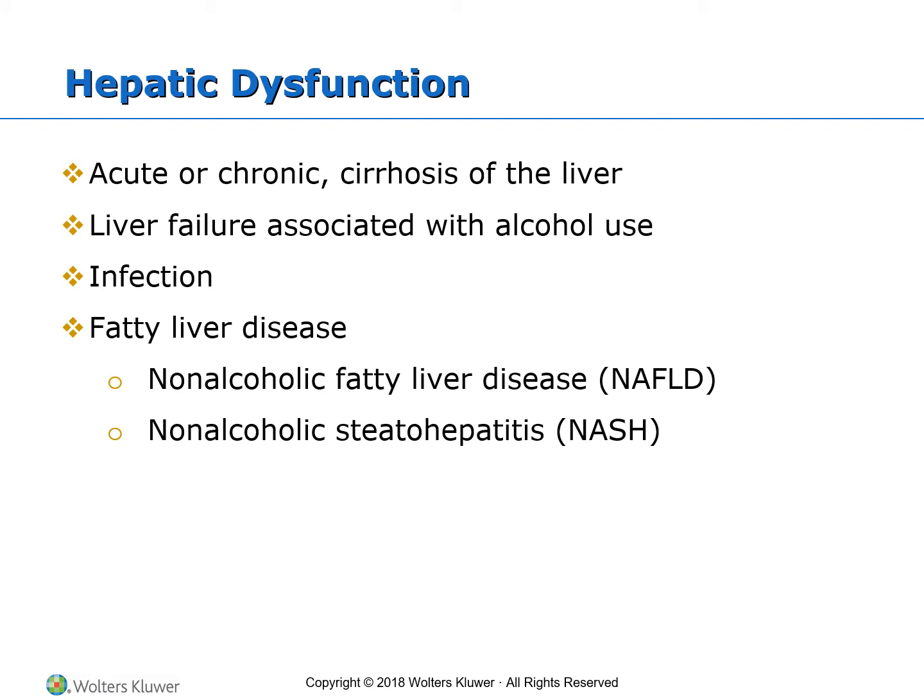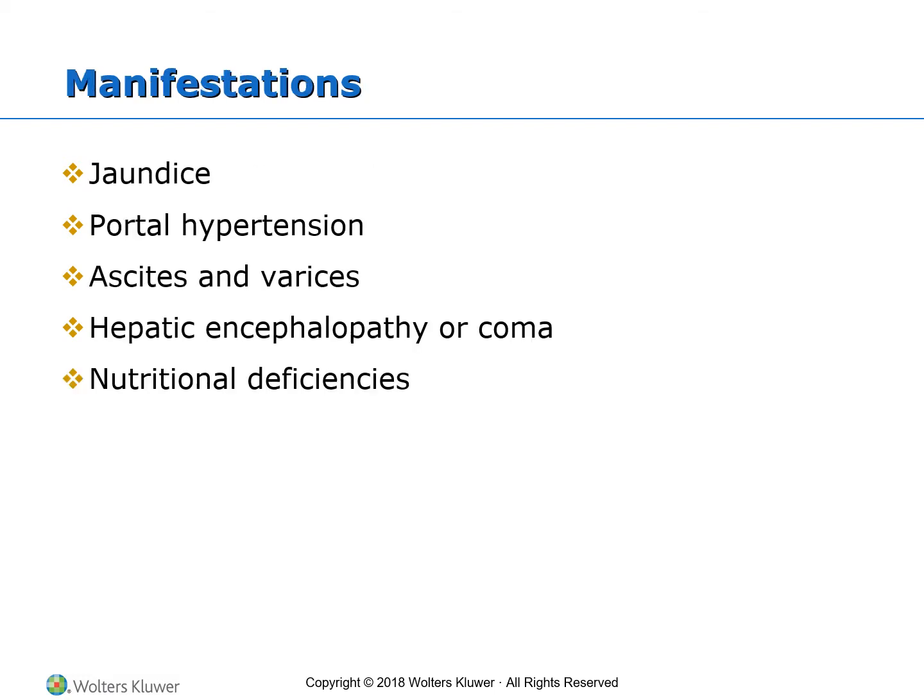Hepatic dysfunction can be acute or chronic. And we're going to talk about cirrhosis of the liver. We're going to talk about alcohol use and abuse, infection, and then there's liver diseases that are fatty liver, and they can be from alcohol or not from alcohol. In general, if you have a patient who has a hepatic dysfunction, they will present with jaundice, portal hypertension, ascites. They can have hepatic encephalopathy, and they'll have nutritional deficiencies, and we'll talk more about those.